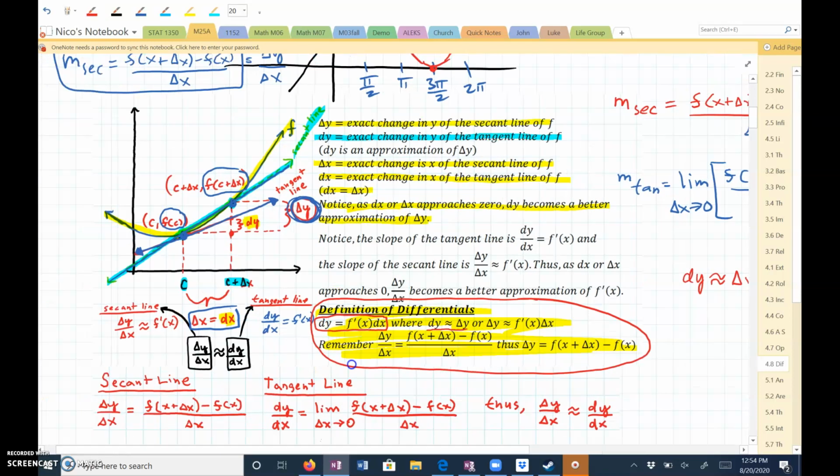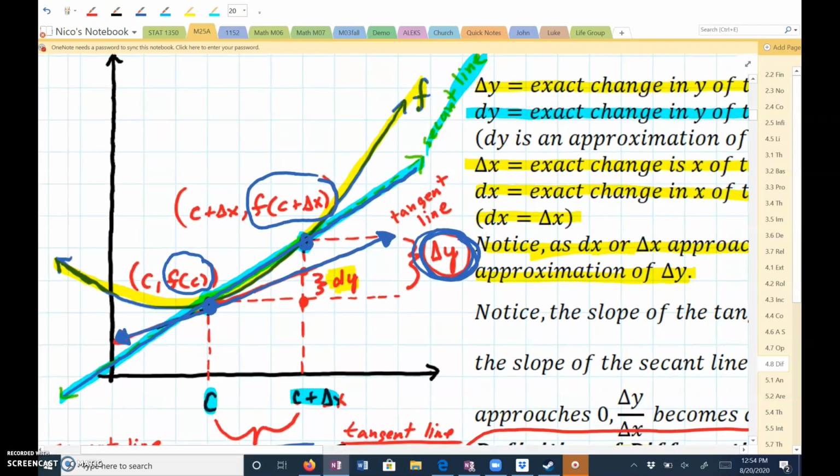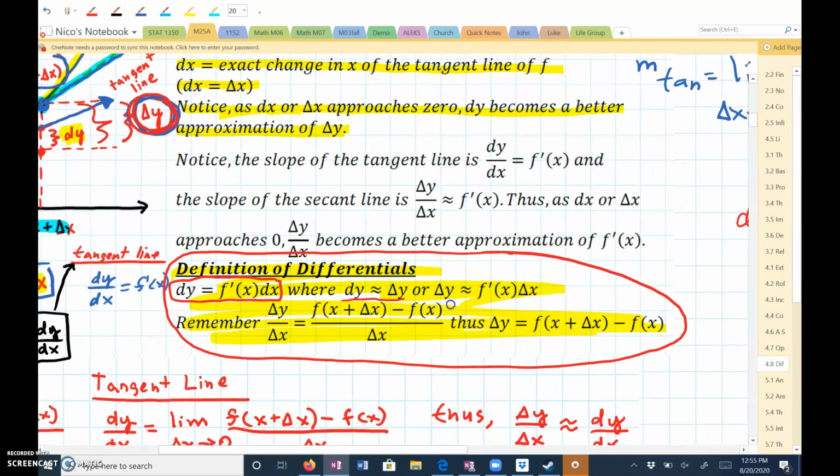And all that means, if we look back at our picture here, the change in the y value for the secant line, that's this here, okay? That's this amount here. That is not going to be the same as the change of dy, the vertical change in the tangent line. It will only be the same when the secant line becomes the tangent line. But it'll be an approximation.